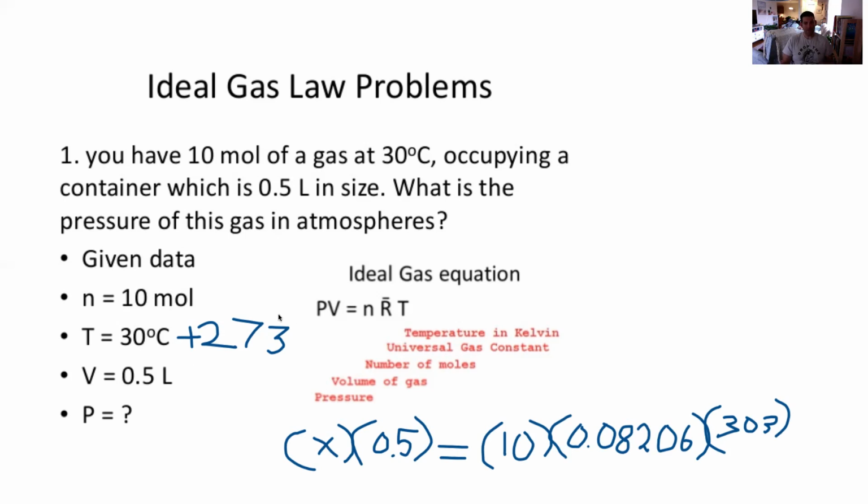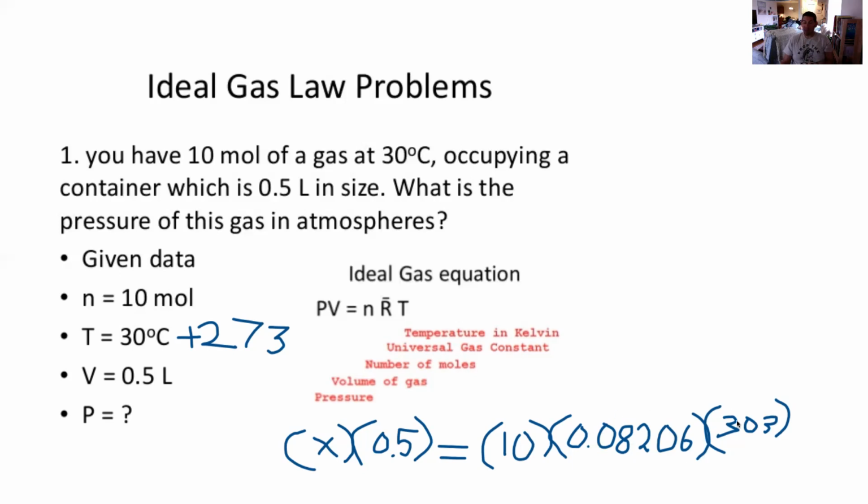Ideal gas law. PV equals nRT. P, we're going to make X because we don't know what it is. V is 0.5. So X times 0.5. If we were in school, maybe I'd be yelling at you to make sure you write the L next to the 0.5. But for right now, with our digital learning, you can just leave it just like that, 0.5. So X times 0.5, PV equals n, 10 moles, 10, R, 0.08206, our constant, T, 30 plus 273, 303. So X times 0.5 equals 10 times 0.08206 times 303.